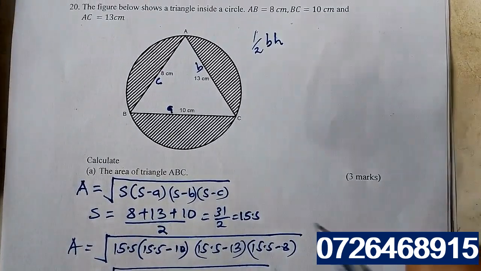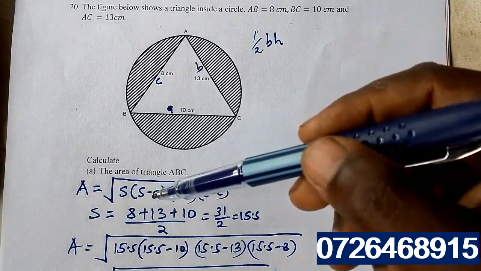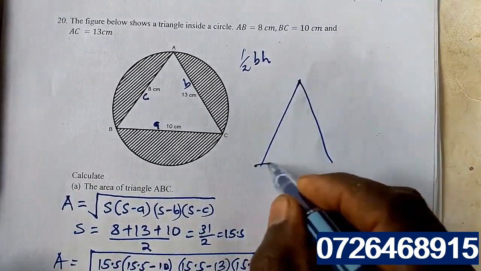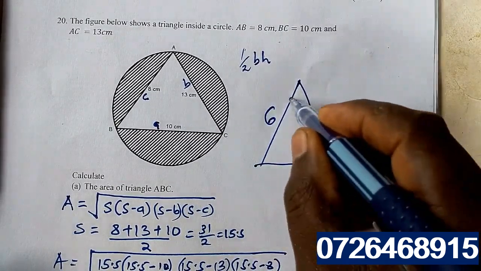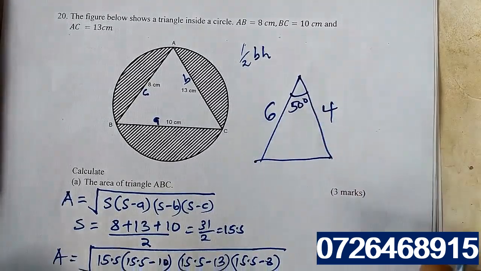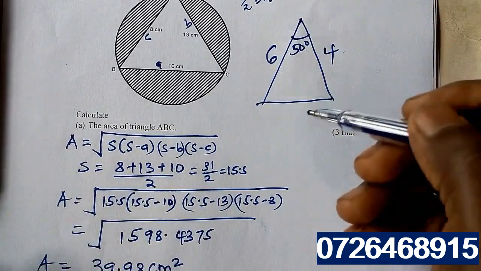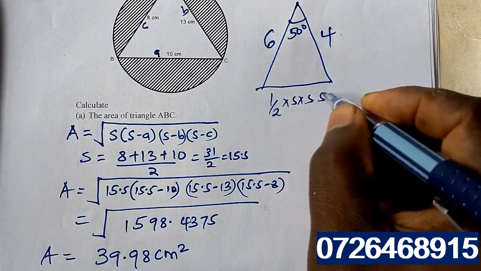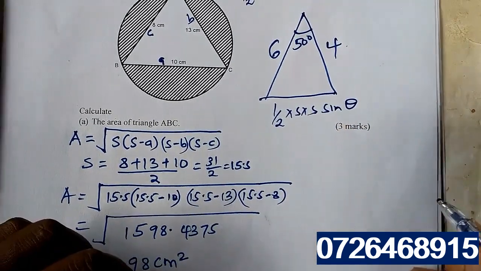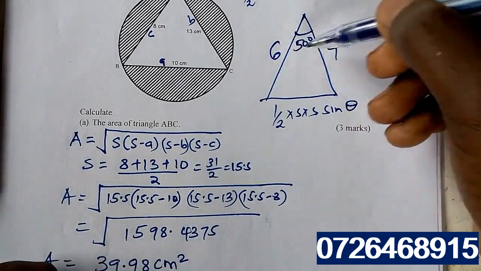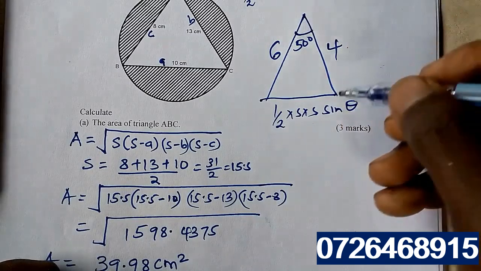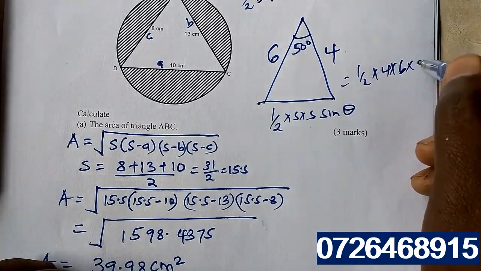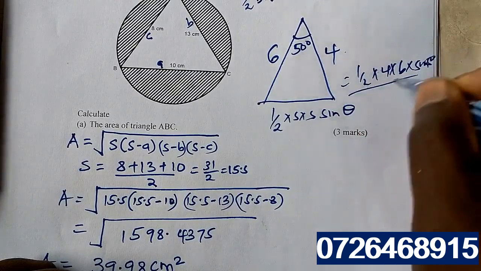So if you have a triangle with all sides unequal, you use Hero's formula. Suppose this triangle was like this, we have 4, we have 6, and here we are given 50 degrees. So when we have two sides and an included angle, it is simple. You just use a half times side times side times sin of the angle. So if you have a triangle and you want the area and you are given two sides and the angle between them, you just use this. So here it will be a half times 4 times 6 times sin 50 and you get the answer.